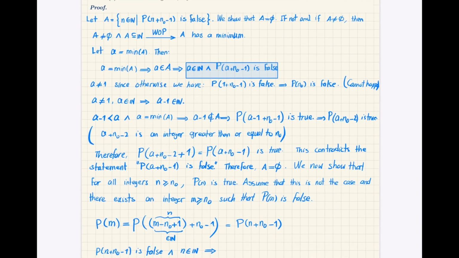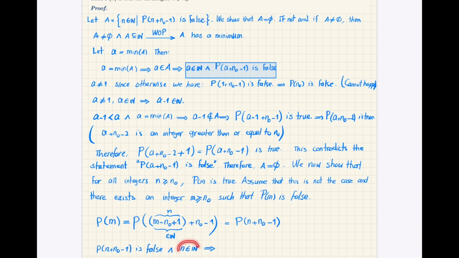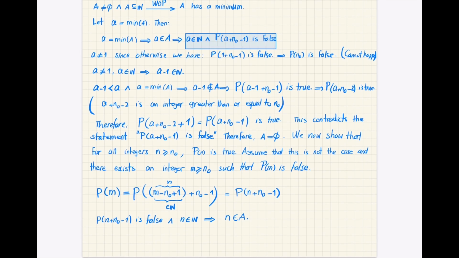Why? Because you see n is a natural number, so it satisfies the first condition. And on the other hand, P of n plus n naught minus 1 is also false, so it also satisfies the second condition. So immediately I can conclude that this n belongs to A. But again, this is a contradiction, because just right now I showed that A has to be empty. And this is in violation with this one.